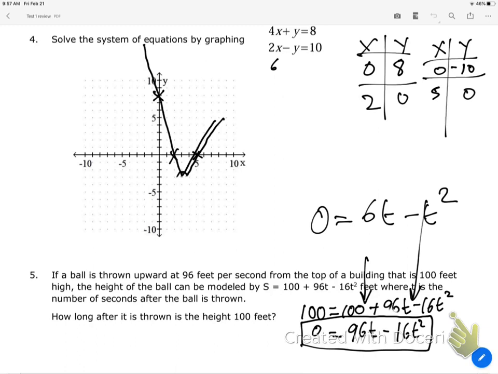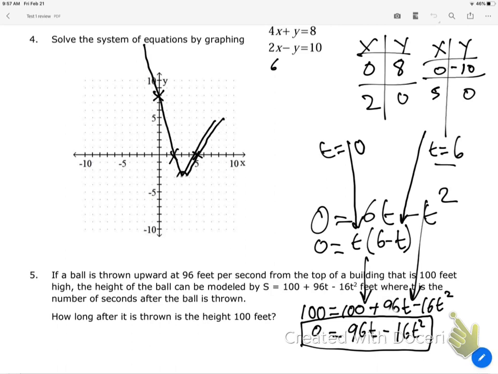Right, so I'm going to write it like this. Well, you could factor the t out and say this, okay? If you factor the t out, you're going to get 6 minus t, okay? So the two zeros are t equals 0, that's 1 time, and t equals positive 6, and that's the answer. It takes 6 seconds after the ball is thrown to reach a height of 100 feet.